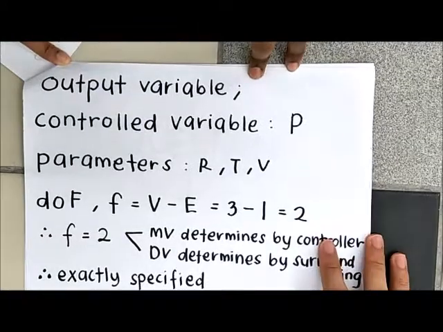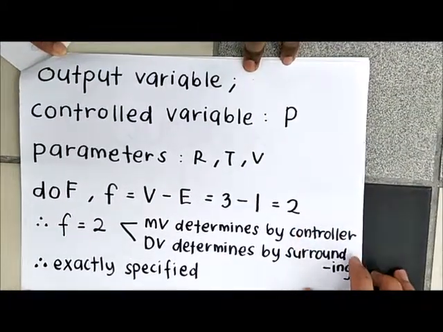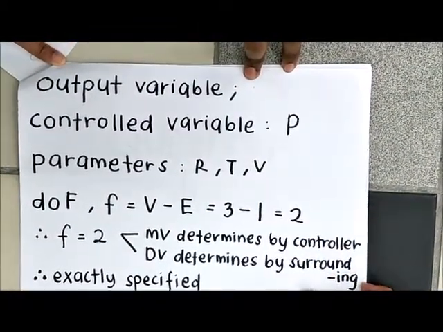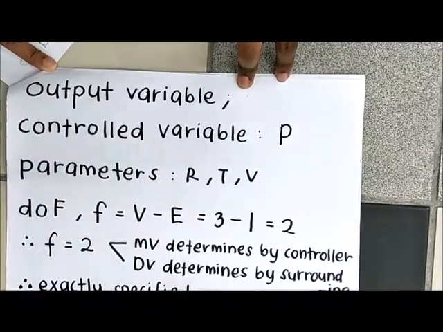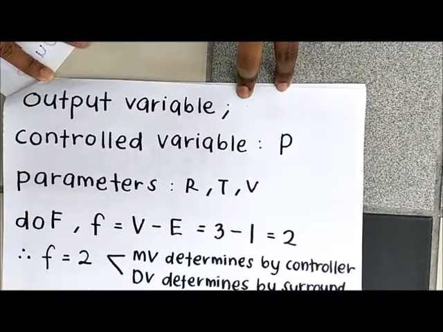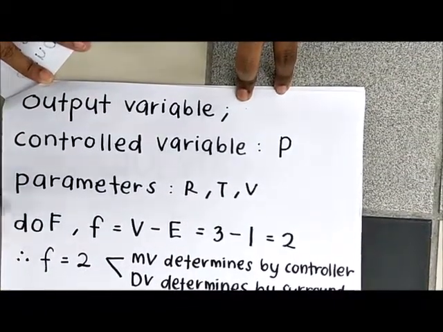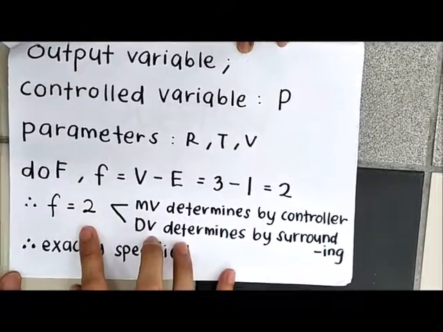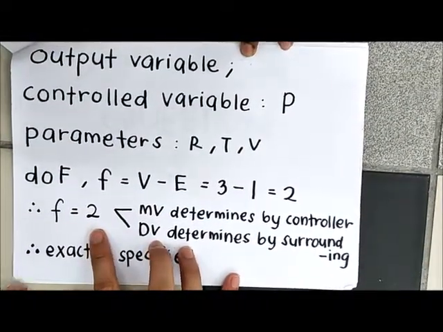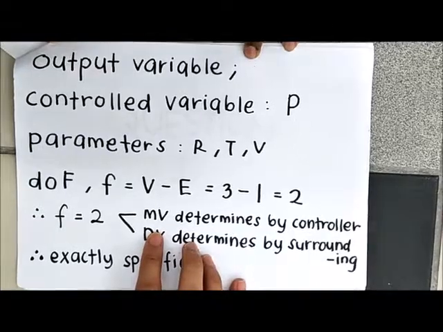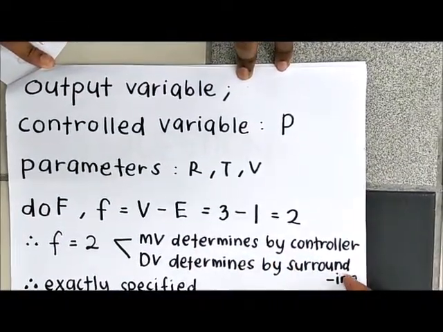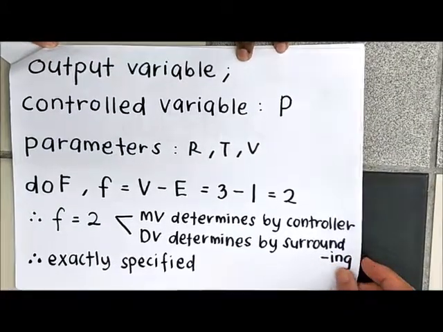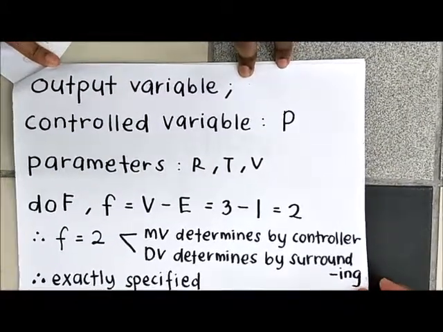So the degree of freedom needs to be 0 to be exactly specified, so that we can solve the question. So the 2 comes from the manipulated variable, which is determined by the controller, and the disturbance variable, which is determined by the surroundings. So that's all.